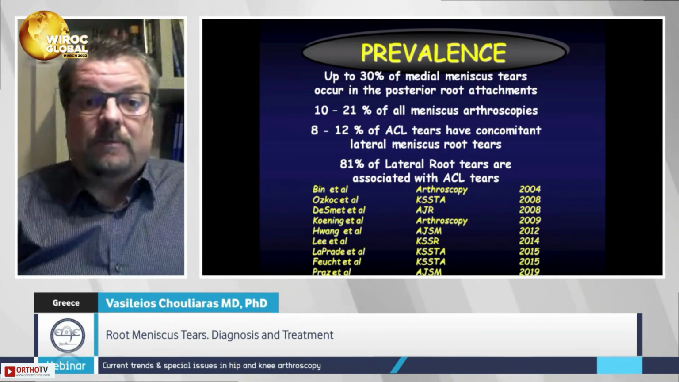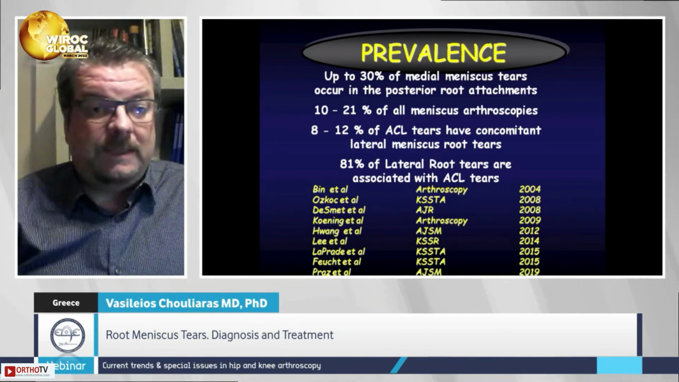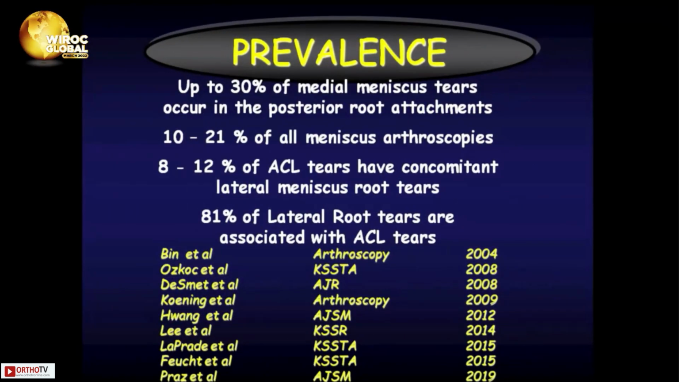We have seen from the literature review that the incidence is not so low. Up to 30% of medial meniscus tears occur in this posterior root attachment, and of all meniscus tears, the percentage is almost 10 to 20%.